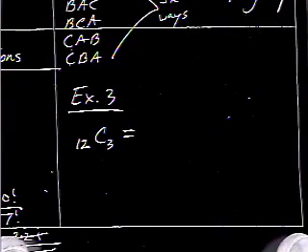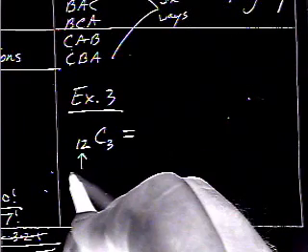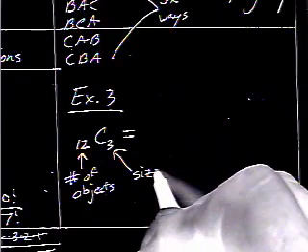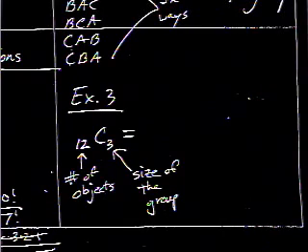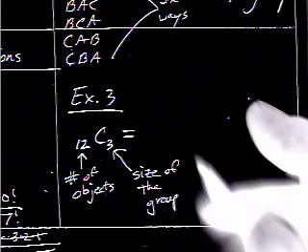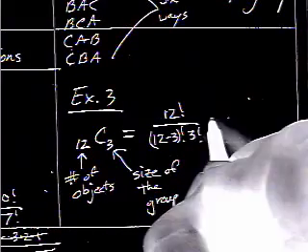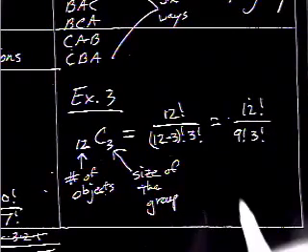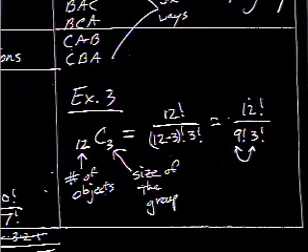Now, does 12C3 follow the same logic? Sure it does. We have a number of objects, but then this is the size of the group. It's not the number of slots to fill, it's the size of the group. So we have 12 factorial over 12 minus 3 factorial times 3 factorial. Well, that's 12 factorial over 9 factorial, 3 factorial. Give you a little bit of a hint. These 2 numbers are always going to add up to the number on the top. Always.